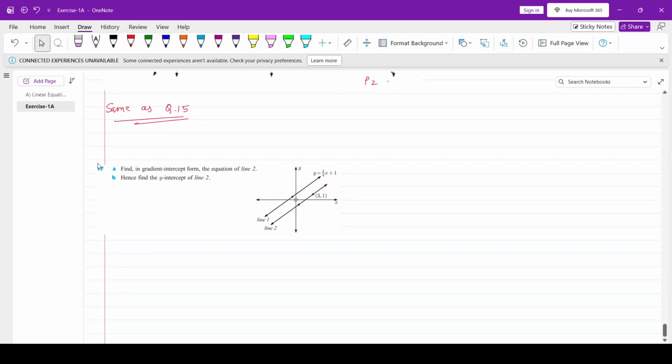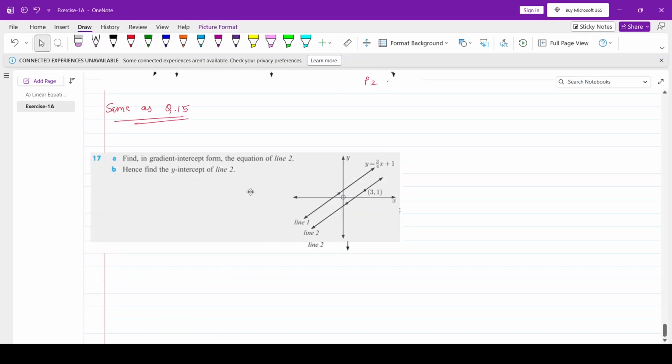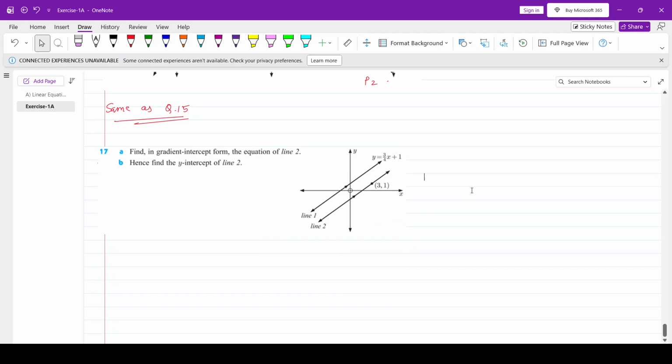I'll move on to question number 17. Find in gradient intercept form the equation of line 2. Now the equation of line 2, this is line 2, this line. If I have to find the equation of line 2 in gradient intercept form, I just have 1 point given on this line, but to find the equation I need at least 2 points, or let me write this down.